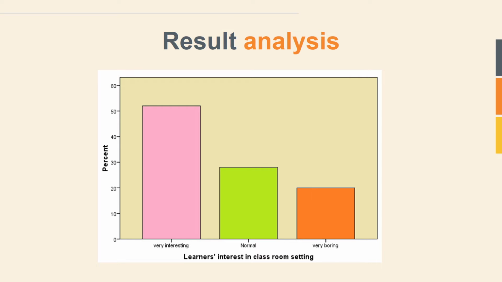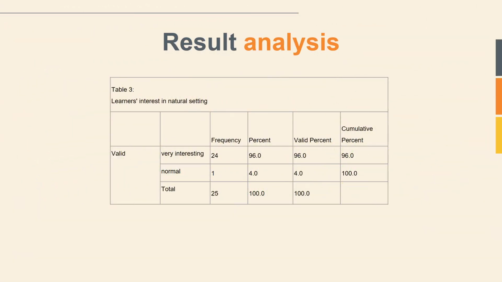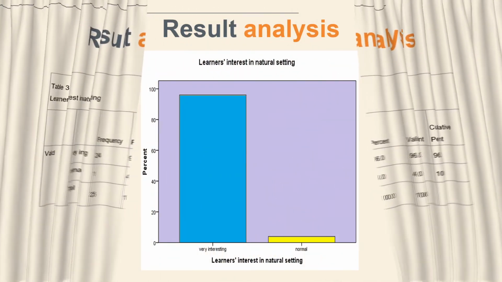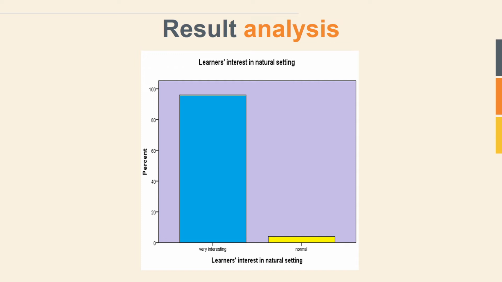So, could you see over half? Again, over half of the participants show their interest in the classroom setting. And table 3 indicates a statistic about learners' interest in the natural setting. When you look at that, you could see, yes, nearly 90% of the learners feel quite interested when learning outside the classroom.